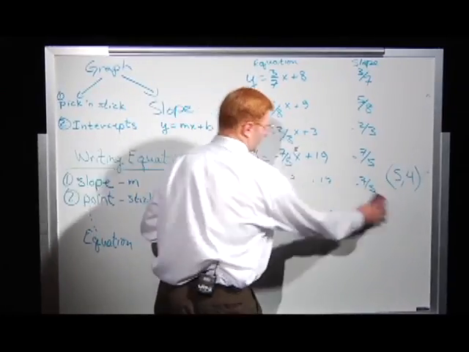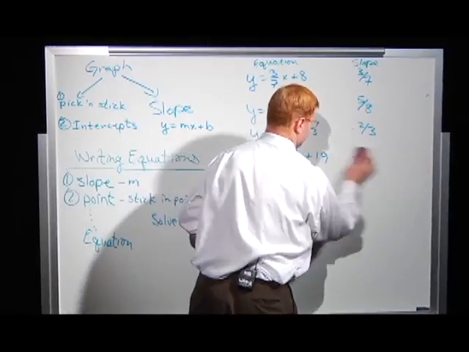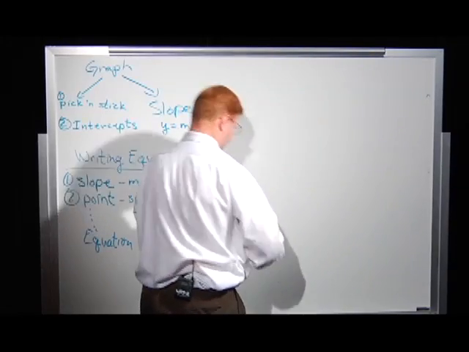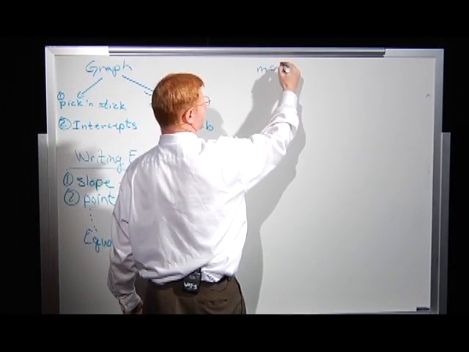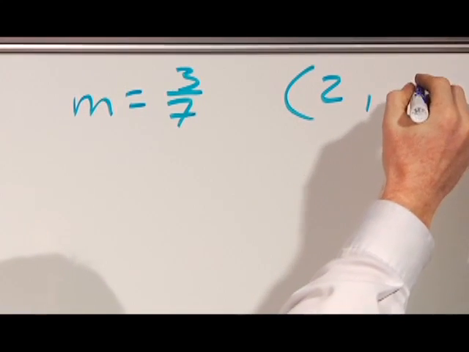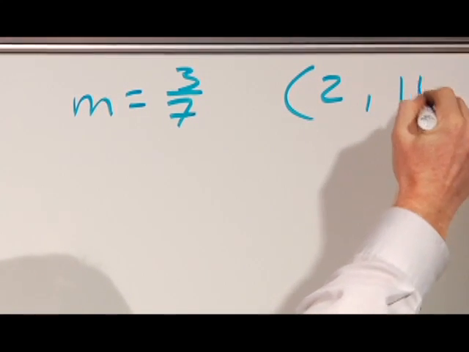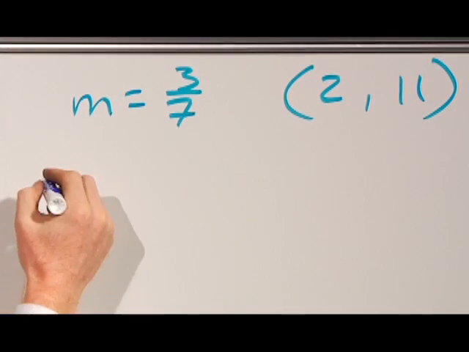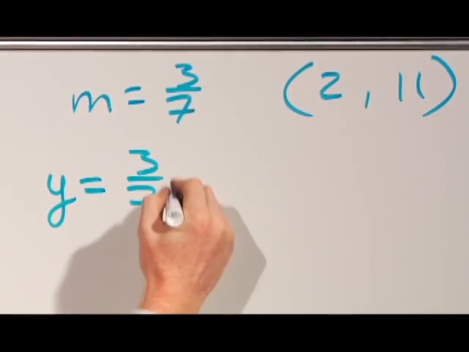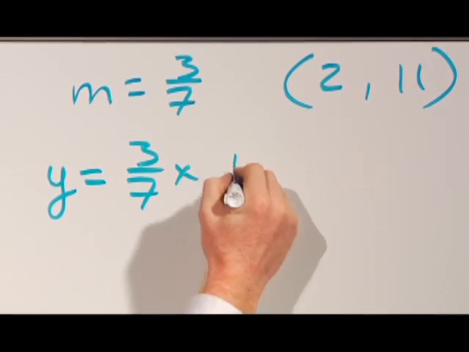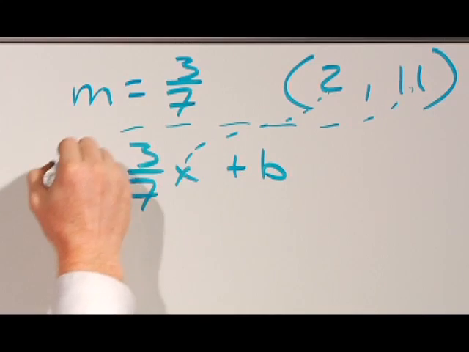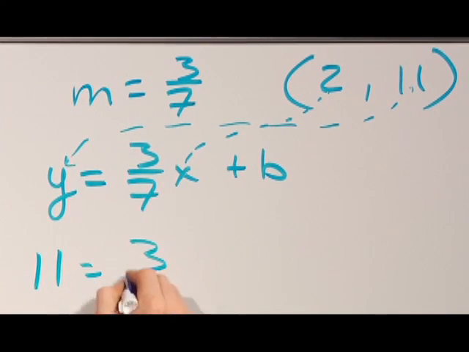If we're going to do one with slope-intercept, if I said, write an equation of a line that has slope 3/7 and goes through the point 2, 11, the process looks like this. y equals 3/7 x plus b. Stick in the point. 2 goes there, 11 goes there.